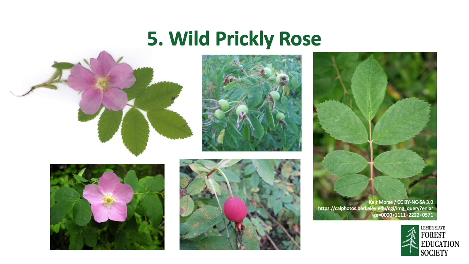Plant number 5 is the prickly or wild rose. You can identify a rose by its compound leaves with 7 sharply toothed leaflets. In the spring, roses produce beautiful bright pink flowers that smell amazing. But remember to be careful around this plant, as the stems are covered with sharp thorns. The fruit of the wild rose is called a hip, which are edible and high in vitamin C, but they must be cooked first.